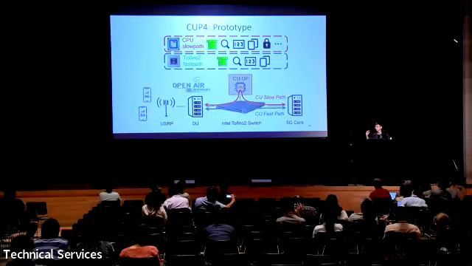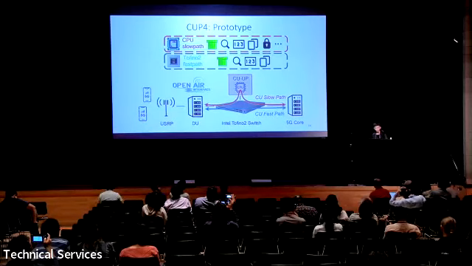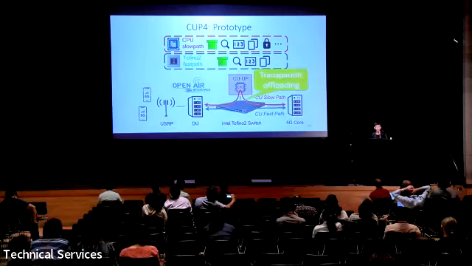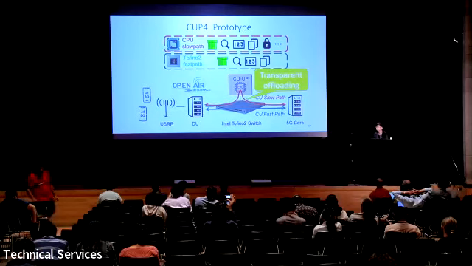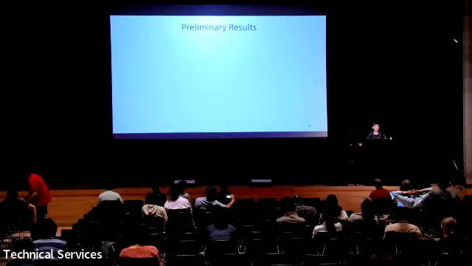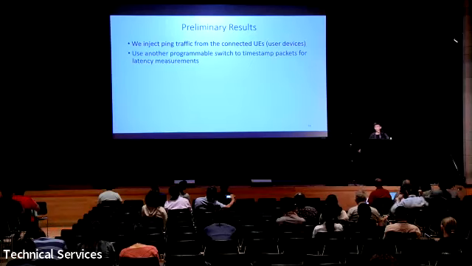In our current prototype, we do not modify the source code per se, but instead we have an agent that transparently offloads traffic onto the Tofino switch for now. If you look into the preliminary results, in our evaluation, we inject traffic using connected UEs, and we use another programmable switch to do timestamping in order to gather the measurements.